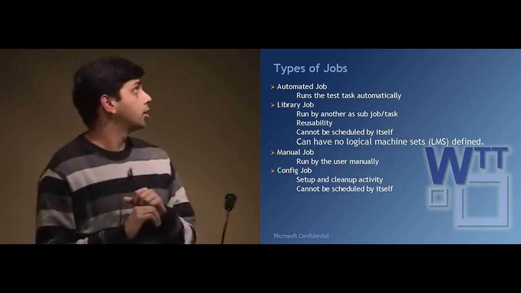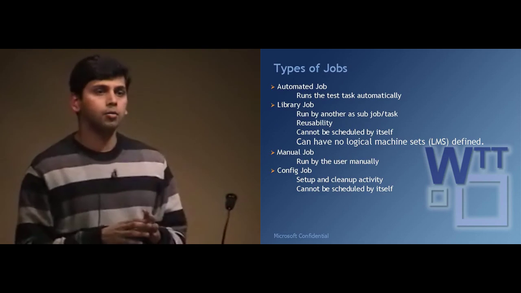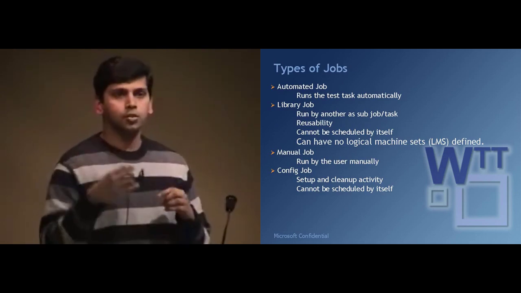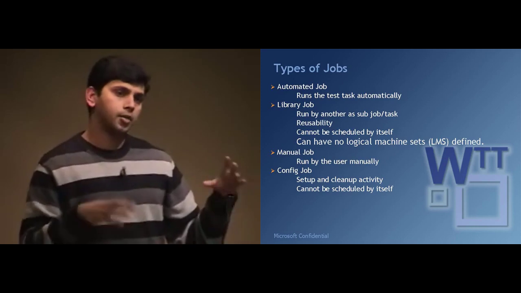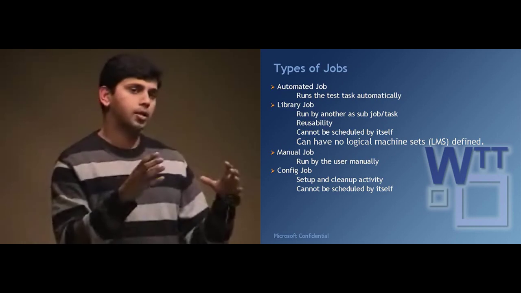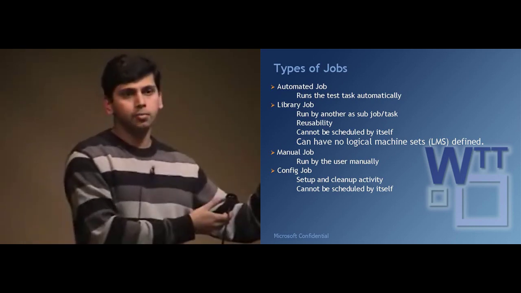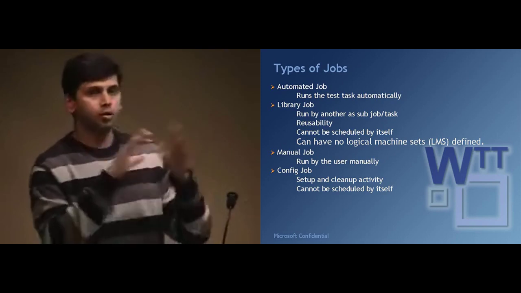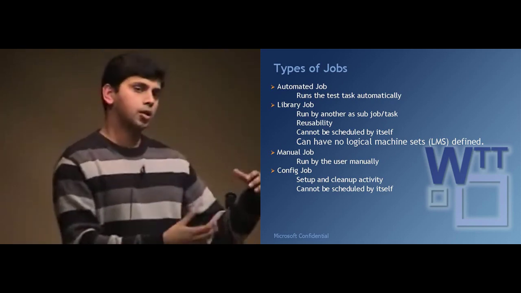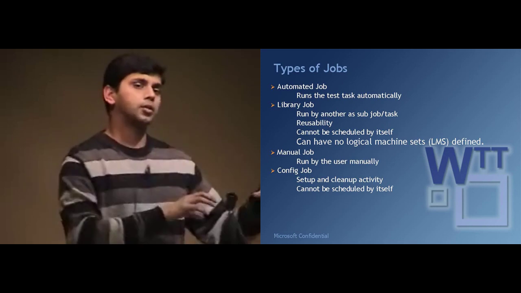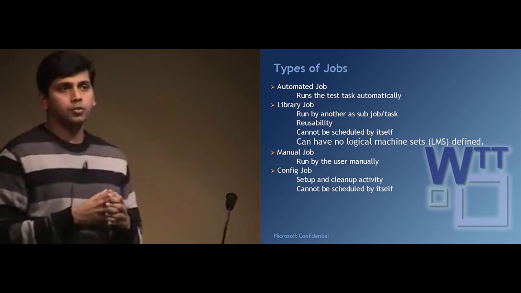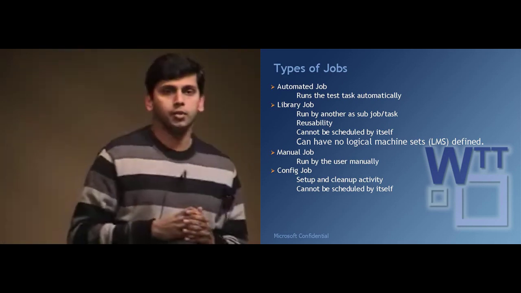One is the automated job, as you can imagine. Everything is automated. You have defined, let's say, you need a server and a client, and this will be the constraint on server selection, like a server kind of machine, and this will be a client kind of machine. And then you say, okay, go do this step to set up the server, go do this step to set up the client, and then run this test on the server and this test on the client. So that will be an automated job where you don't need to do any manual intervention.